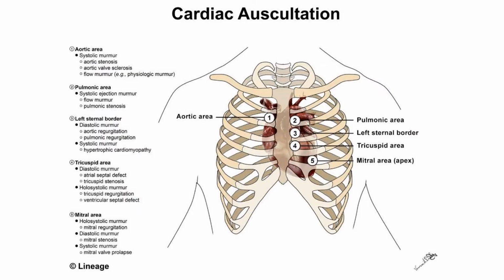So this diagram is just indicating the different places where we auscultate the heart. Feel free to pause it here and have a quick read about what we're going to be listening to at each area.